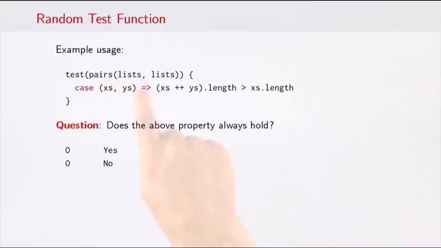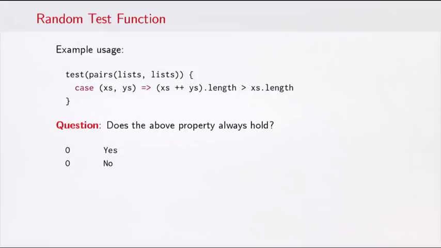So here's a use case of this test function. We would apply it to the generator that gives us pairs of lists. And then the function would say, well, given two arbitrary lists xs and ys, is the length of their concatenation always longer than the length of the list xs itself? Question to you, does that property always hold?